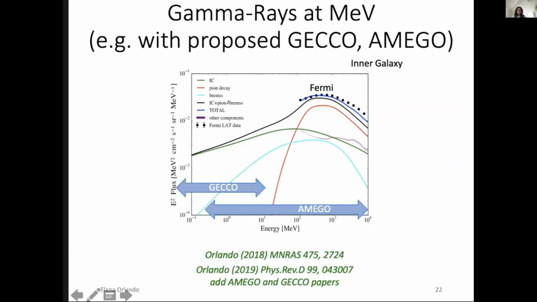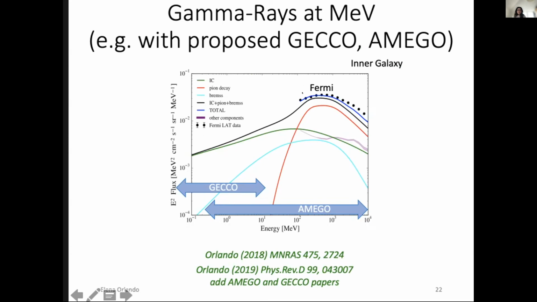Here we see spectral predictions for the next possible MeV telescopes, such as GECCO and AMEGO. So we extended our model to lower energies, and we also show the importance of gamma ray observations at lower energies. The plot here shows that below almost 100 MeV, the dominant component is inverse Compton, the green line.